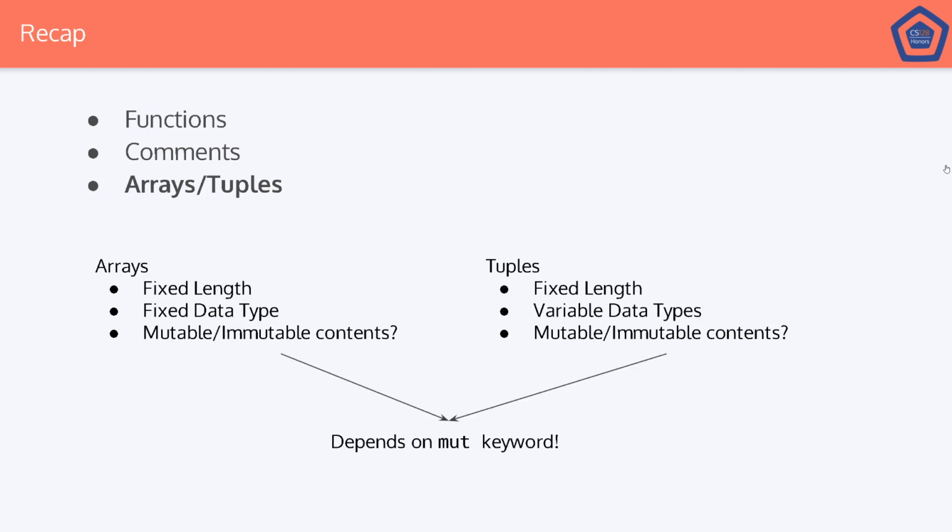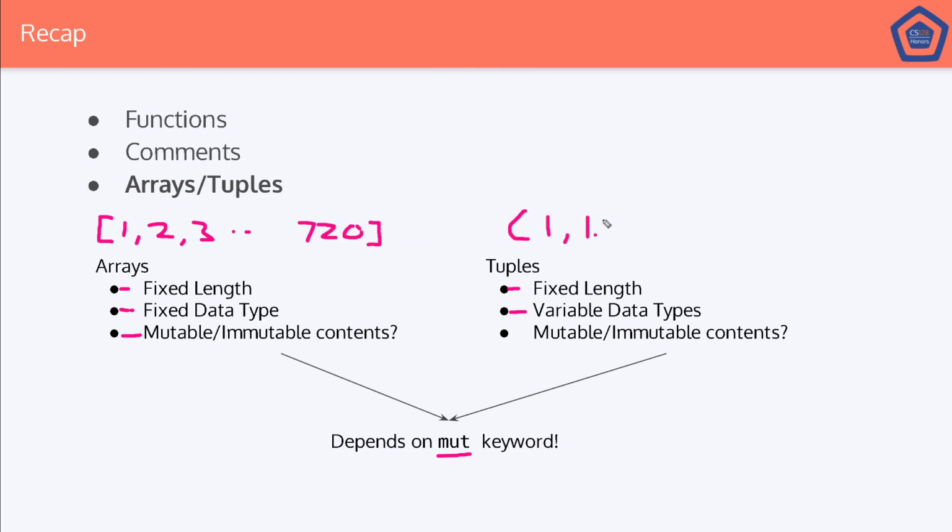Okay, and then you also discussed arrays and tuples. Arrays, of course, are fixed length with a fixed data type, and the mutability of their contents is going to depend on the mutable keyword, of course. Tuples, in comparison, are still fixed length, but they can have variable data types. So arrays, for example, could be like 1, 2, 3, maybe all the way to 720. And then tuples could be something like 1, 1.8, the character A, the string ABC, all sorts of things, right? Of course, both of these are fixed length.